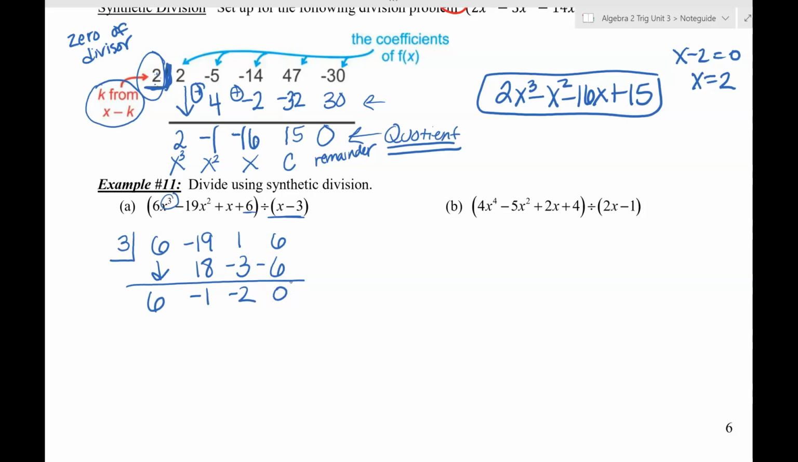Now these aren't all going to work out to have a remainder of 0. So I had a cubic and I divided it by a linear term, so I now should be left with a quadratic. So these are kind of how my terms will work out, meaning that the answer to this division problem is 6x squared minus x minus 2.